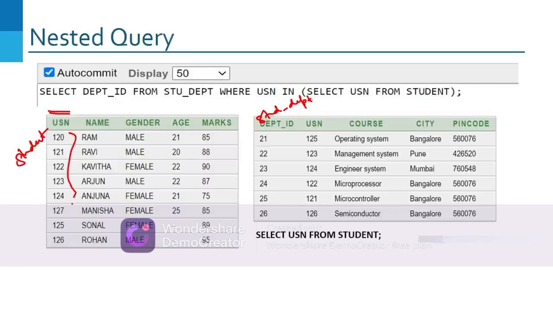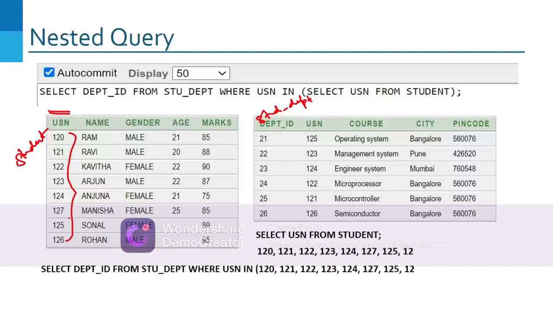So all USNs will be recorded. So we have 120, 121, 122, 123, 124, 127, 125 and 126. These are the USNs which we have got from the student table. The next is select department ID from student department where USN in 120, 121.